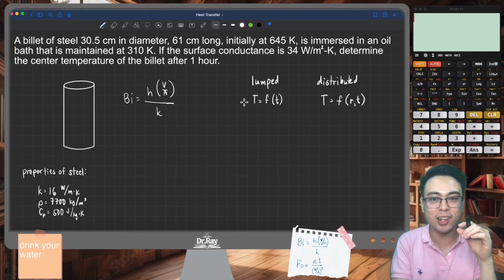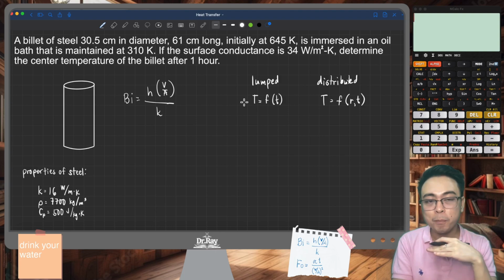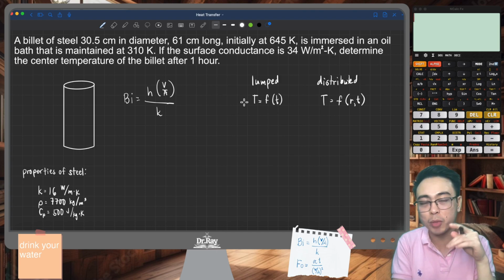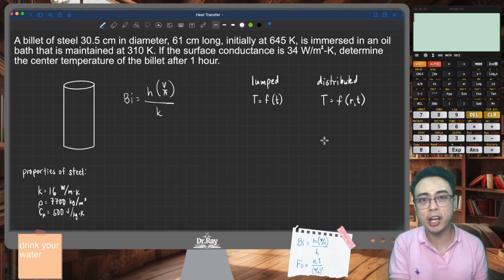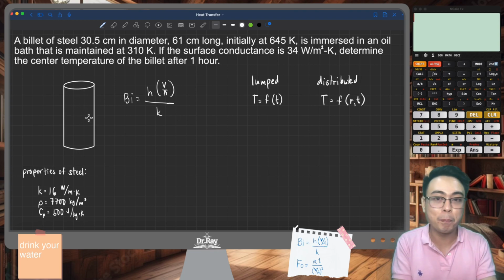That's a very simple statement, but the reality is if your Biot number is low, that means that there is very little error associated with assuming that your system is lumped, such that we can generally assume that it's lumped. But for higher values of the Biot number, you cannot assume that it's lumped because you would now have significant errors in approximating the temperatures in your system.